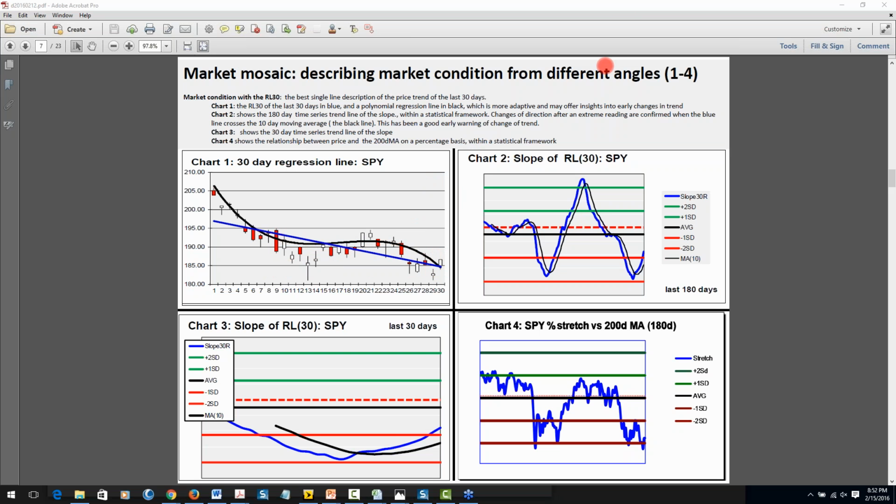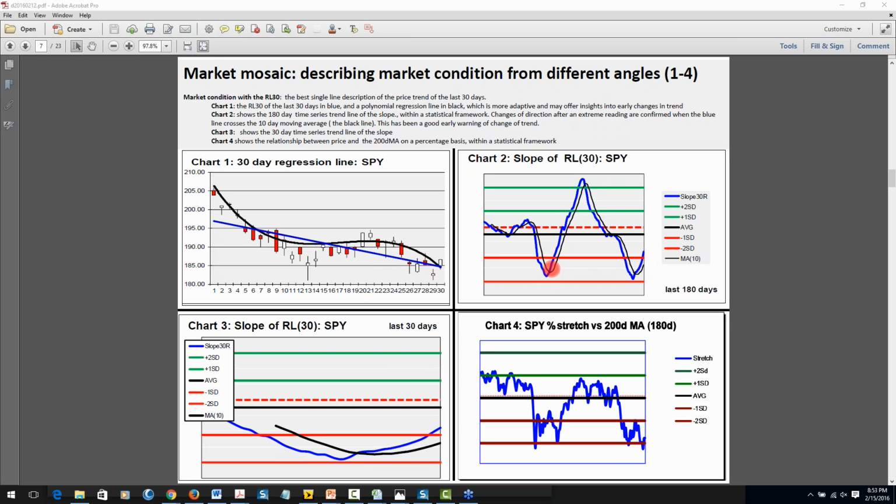Now let's take a look at the slope statistic. The slope statistic now is, if we take the slope of this line, the straight line from today, and we plot it down here, we see that's what this moving blue line is. This curvy blue line is the actual time series of the slope of the 30-day regression line. Now we go back on chart number 2 over here. So this is the last 180 days of that slope statistic. And I want you to notice that the black line is the 10-day moving average of that slope.